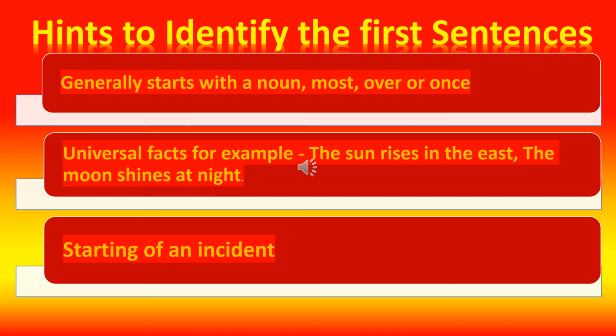You can see that a sentence starts with either a noun or words like most, over, or once. Those types of sentences will be the first sentence. Or it can also start with a universal fact. For example, the sun rises in the east, the moon shines at night, or the sunflower faces the sun. Or it can also start with an incident. During the picnic at an accident spot.